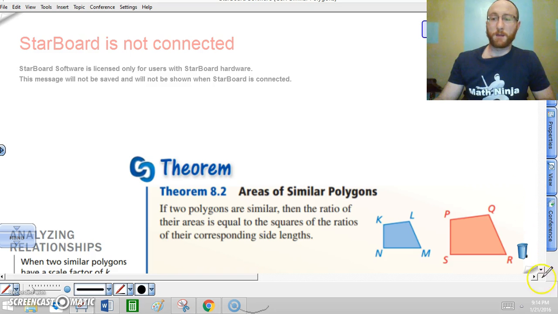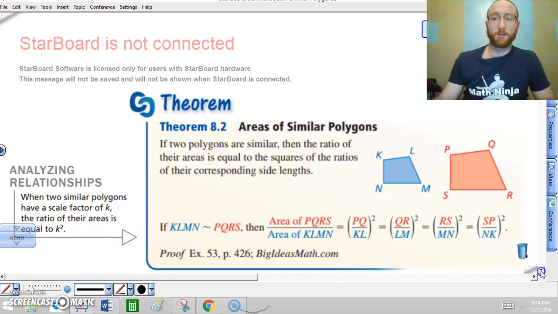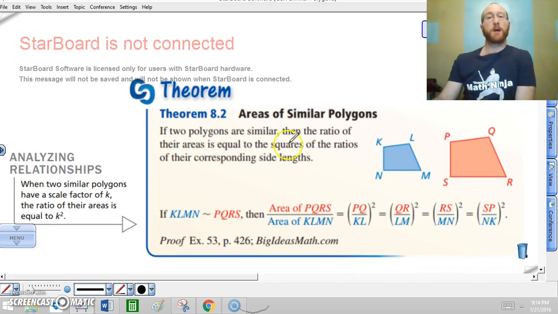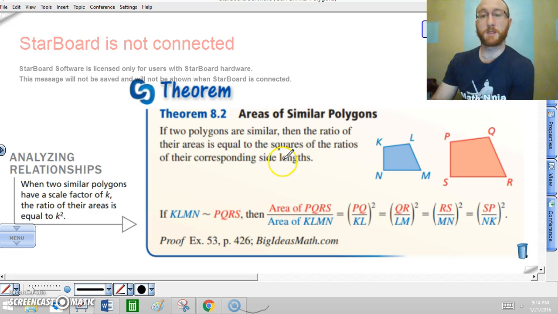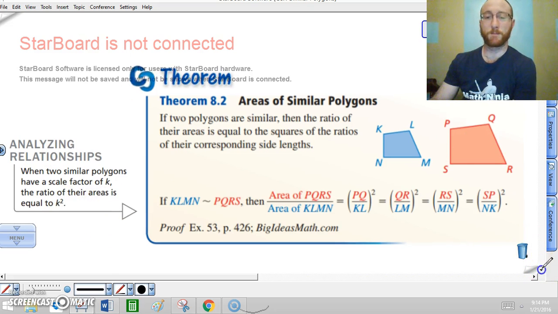So let's look at areas of similar polygons. Now this is a little different ratio. If two polygons are similar, then the ratio of the areas is equal to the squares of the ratio of side lengths. Essentially what that means is when two similar polygons have a scale factor k, the ratio of their areas is equal to k squared. So we're going to have to do a little bit of extra work here.